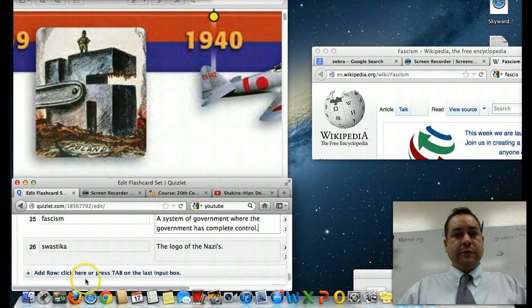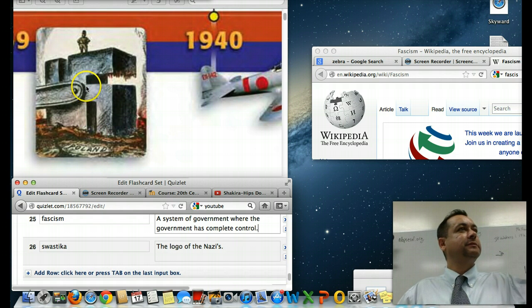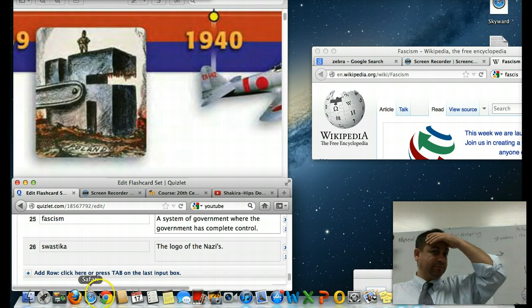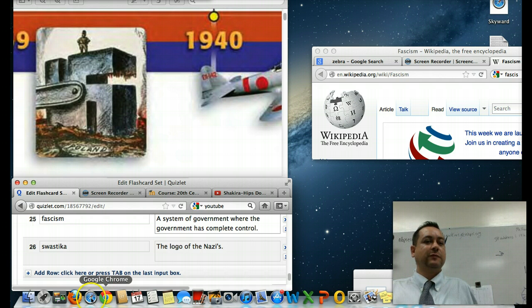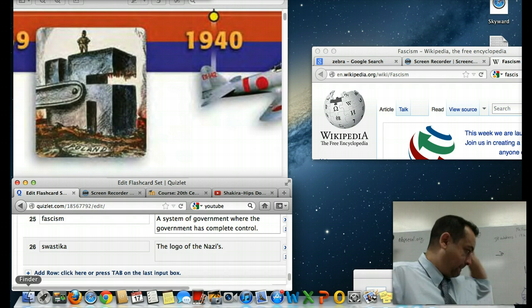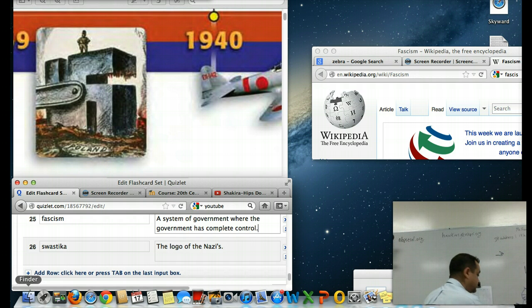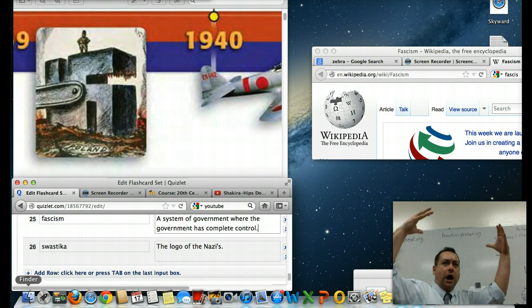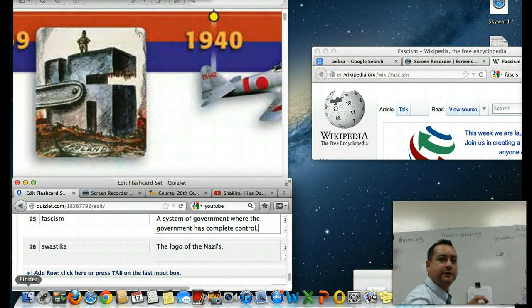So fascism, swastika, we talked about it. So in this picture, what's going on? Somebody explain. What's this down here? It says Poland, right? Zoe, tell me. That's right. So it's like a big rock on top of Poland, and this guy up here is supposed to be Hitler.